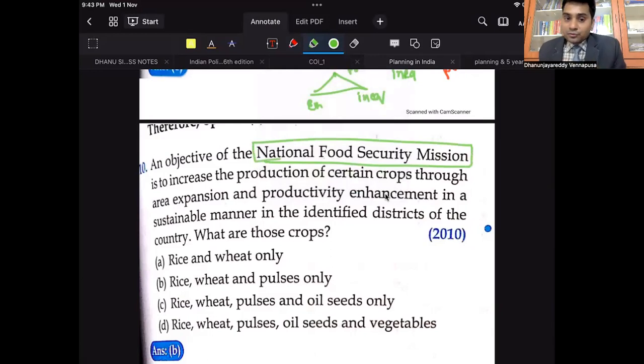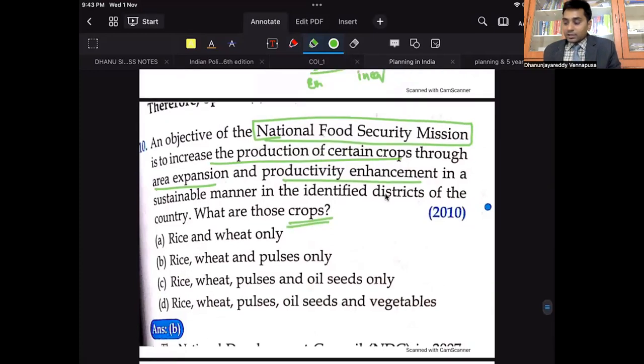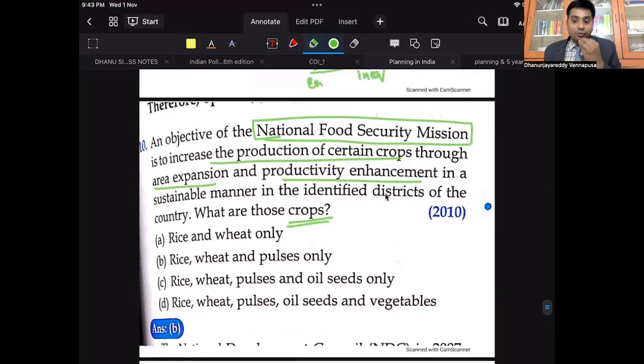An objective of the National Food Security Mission is to increase the production of certain crops. So this is the objective: increase production of certain crops. Which crops? Minimum support price crops, through area expansion and productivity enhancement in a suitable and sustainable manner. Identified in the country. What are the crops that they are focusing on? Earlier, the crops they focused on were food grains: rice, wheat, and pulses.